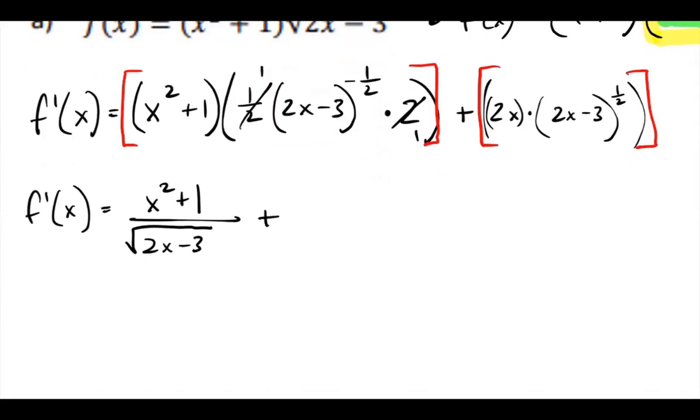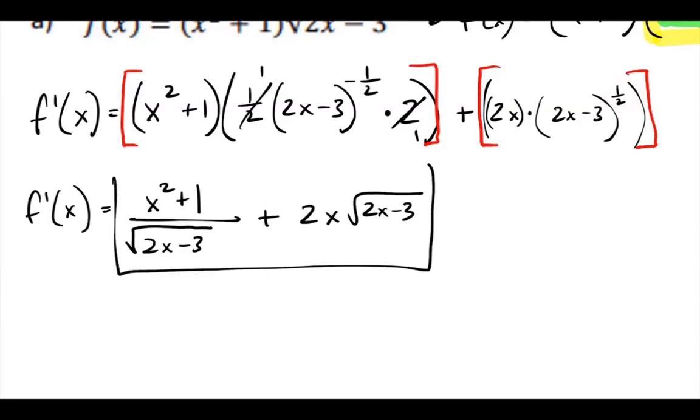Okay, done with that. Well, this guy over here, the only coefficient is 2x. That's the only coefficient. So 2x is going to go over here. And then this power up here is just 1/2. So the 1/2 just means square root of 2x minus 3. Done. Okay. Actually, there's a way to simplify it. I'm okay with that answer.